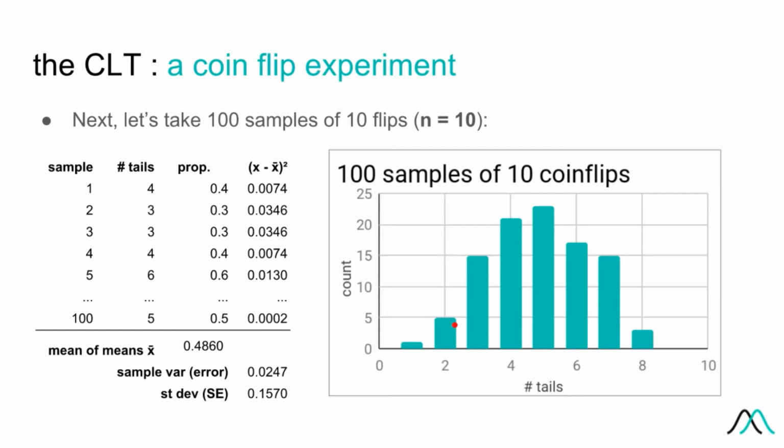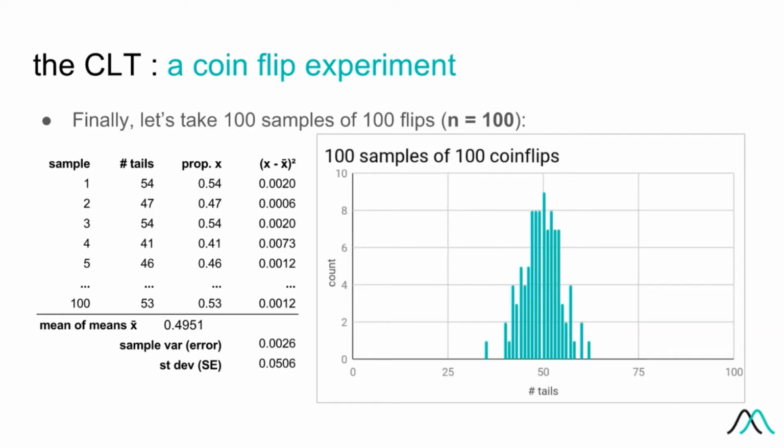But we're interested in learning a general rule of how sample means vary for any sample size, that is, any n. So what would happen if we were to increase our sample size to 100 flips per sample? Here are the results of that simulation. Remember, out of our 100 samples of n equals 10 flips per sample, 61 showed a proportion of tails between 0.4 and 0.6. Now, out of 100 samples of n equals 100 flips each, 98 of them have a proportion of tails between 0.4 and 0.6.